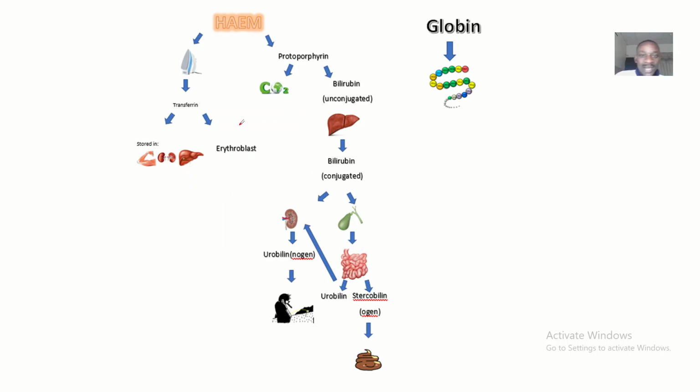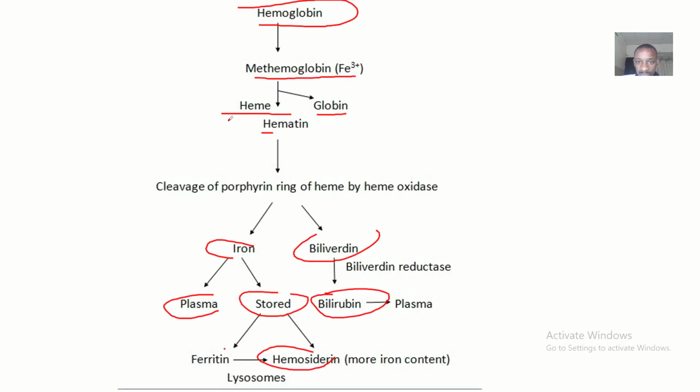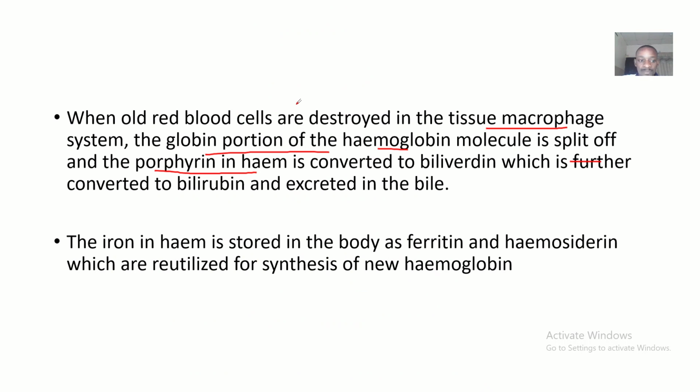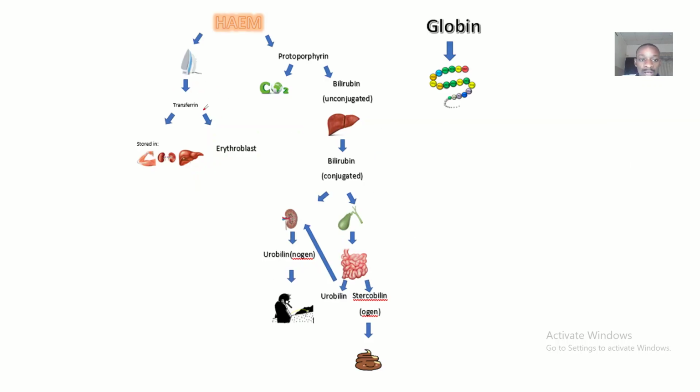What we got here is hemoglobin being divided into heme and globin. I hope you guys are following. Now, we see that the iron in heme is stored in the body as ferritin and hemosiderin, which are reutilized for synthesis of new hemoglobin. So this heme is broken down into iron, and this iron is bound to transferrin.